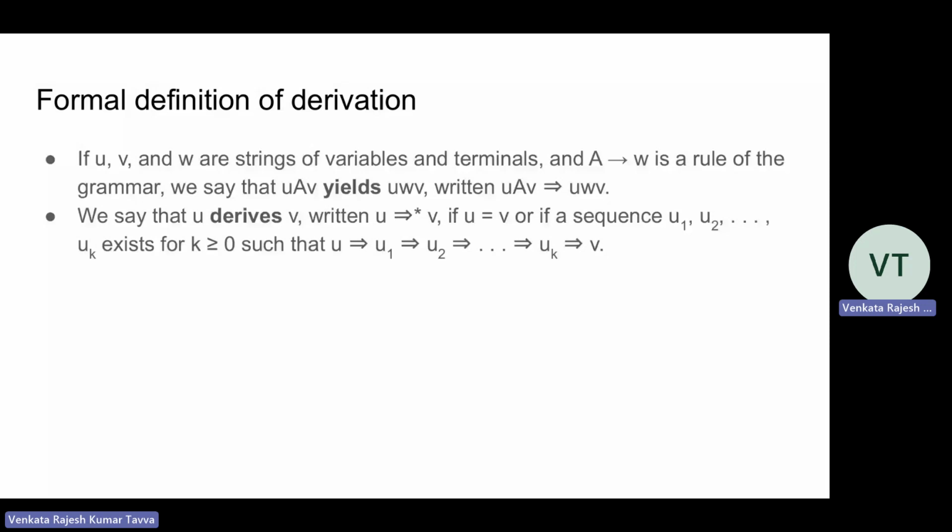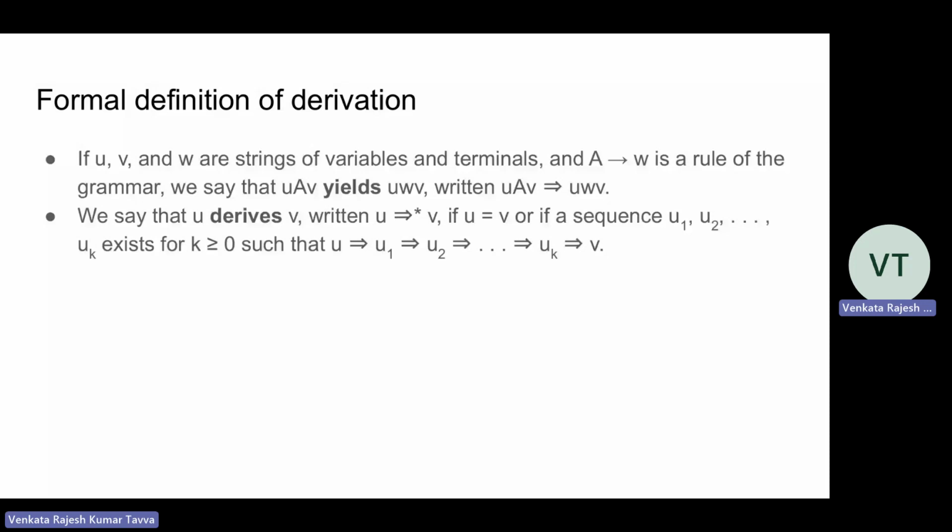Okay. So if u, v, and w are strings of variables and terminals, and A goes to w is a rule of the grammar, we say that uAv yields uwv, written like this. In this case it is yields. I will tell you the difference between yields and derives just in a minute. We say that u derives v, written u, this symbol, star, v, if u equals v, or if a sequence u1, u2 and so on up to uk exists for k greater than or equal to 0 such that u yields u1, u1 yields u2 and so on, and finally uk yields v.